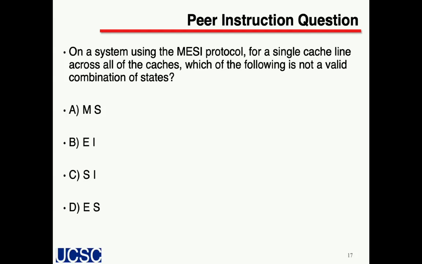Can you be exclusive and everyone else be invalid? Sure, that's fine. Can multiple cores be shared and one be invalid? Yeah, that's also okay. And then this last one is the one that's also suspicious.